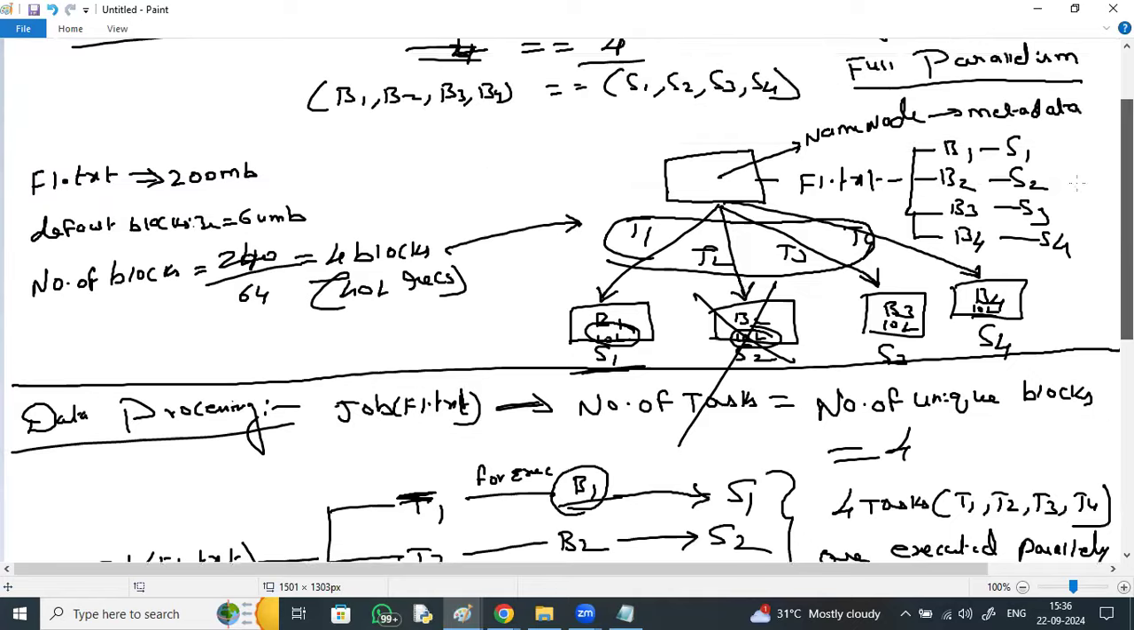Here, two things you can see. If any system goes down, then the 10 lakh records are lost and the T2 task is failed. How Hadoop is able to overcome this is there is a concept called replication and fault tolerance in Hadoop.